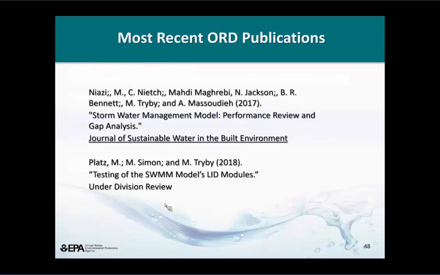And so the most recent publications, one is NASEM from 2017. This is a stormwater management model, performance review and gap analysis. It's a very good reference for looking at SWMM, where it was used, how it was applied. You might find where people got data, where they can see example projects. It was put up in May of 2017, last year, and it's been downloaded 1,339 times as of last Thursday.